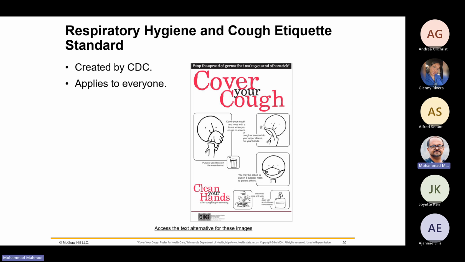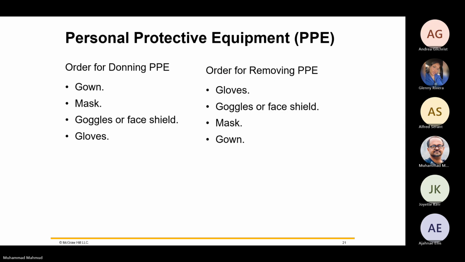Respiratory hygiene and cough etiquette standards were created by the CDC. It applies to everyone. Order of donning PPE, personal protective equipment, follows this order: gown, mask, goggles, and gloves. While doffing, that is the removing of PPE, you will follow the opposite order: gloves, goggles, mask, and gown.